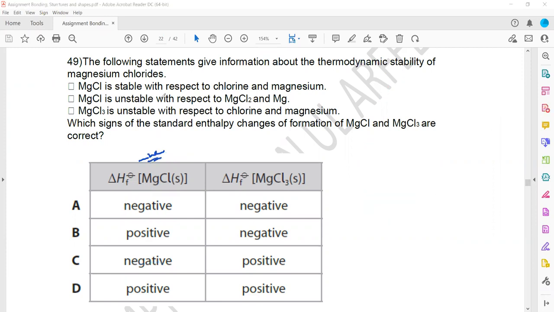Then the last statement: magnesium MgCl3 is unstable with respect to magnesium and chlorine. It means if magnesium reacted with chlorine, it will form MgCl3, but this MgCl3 is unstable. So what does it mean? It means that this MgCl3 is having high energy.